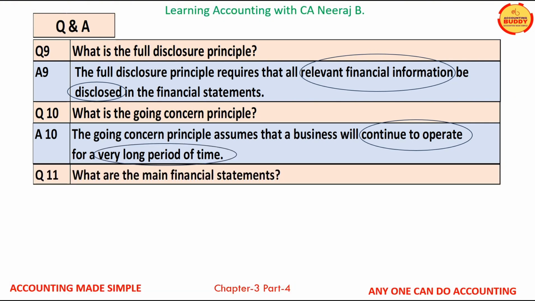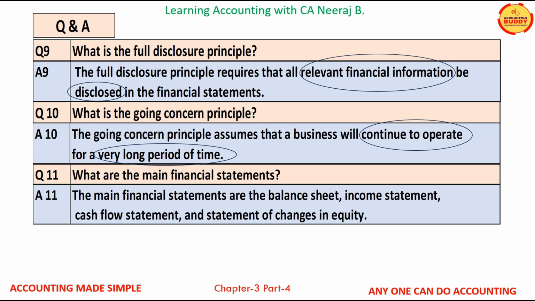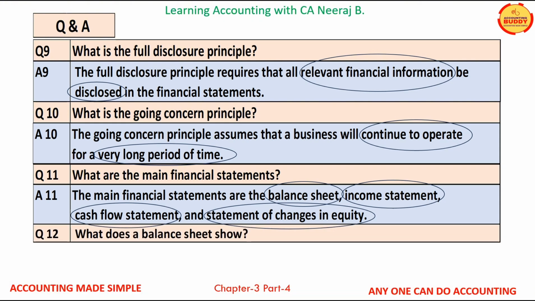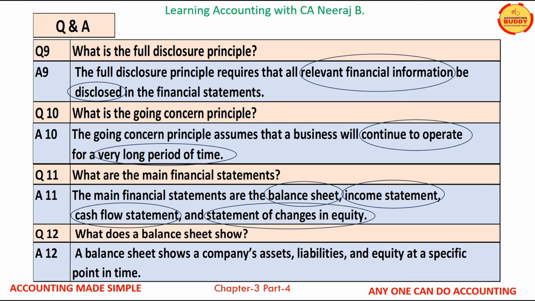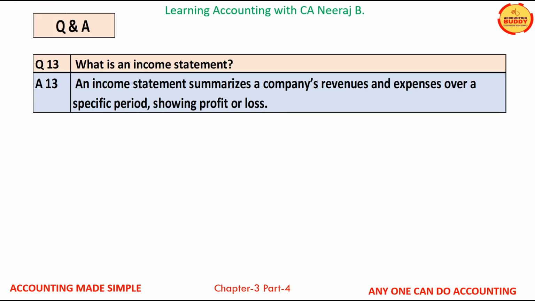Question number 11, what are the main financial statements? Answer, the main financial statements are the balance sheet, income statement, cash flow statement, and the statement of changes in equity. Question number 12, what does a balance sheet show? A balance sheet shows a company's assets, liabilities, and equity at a specific point of time. Question number 13 is, what is an income statement? An income statement summarizes a company's revenues and expenses over a specific period, showing profit or loss of the business.